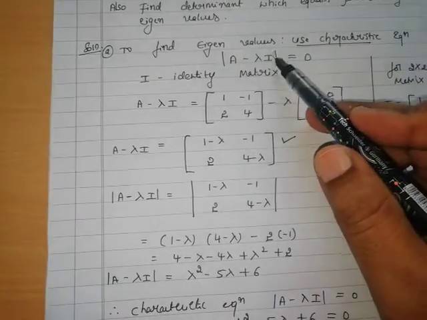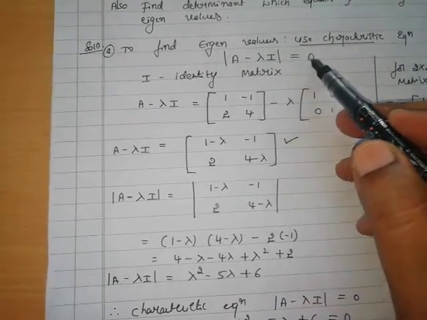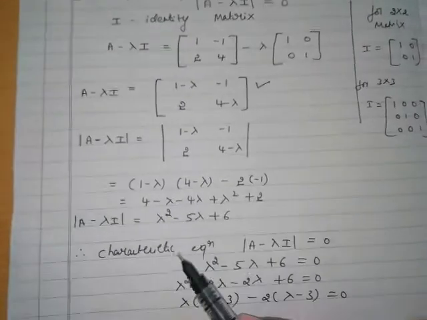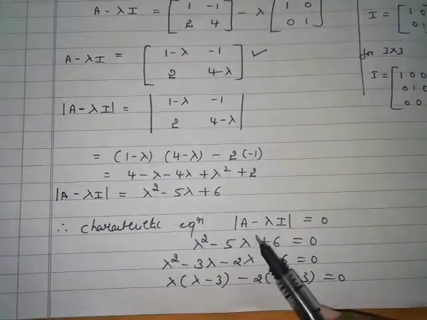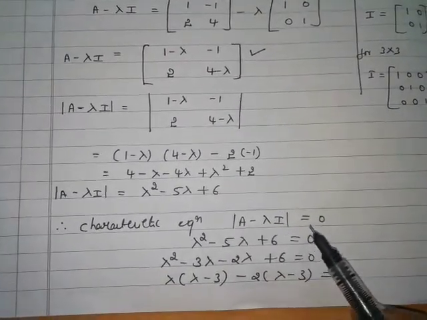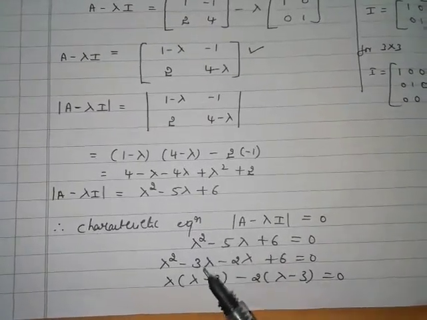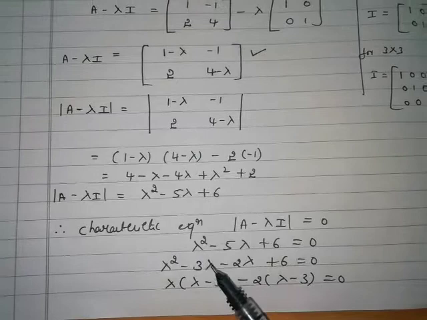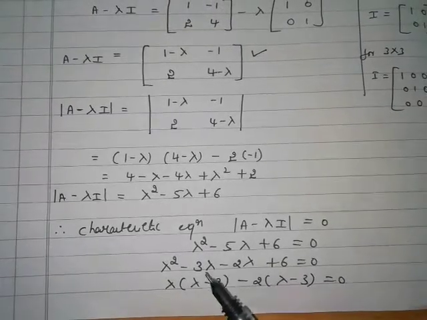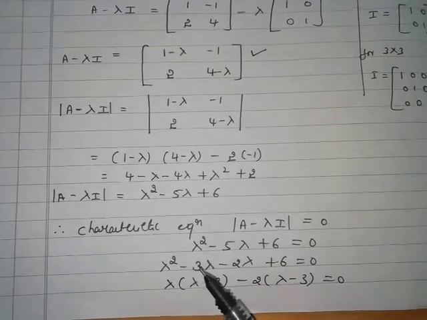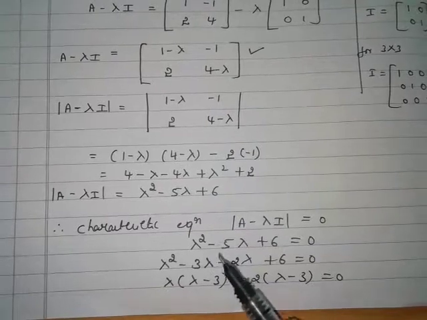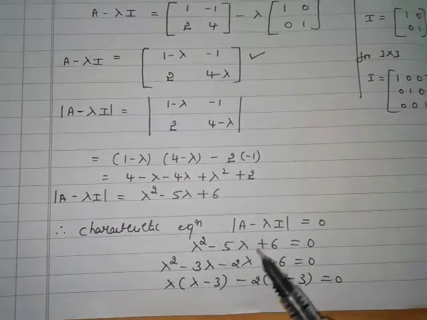But what is the characteristic equation? We have to make it equal to 0. That's why for the characteristic equation I have considered determinant of A minus lambda I equal to 0. So take this and make it equal to 0. It's a simple quadratic equation. We can split the middle term into minus 3 and minus 2, because if I add, minus 3 minus 2 becomes minus 5, and if I multiply, it becomes plus 6.